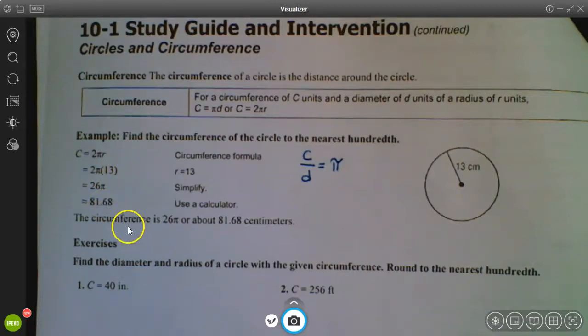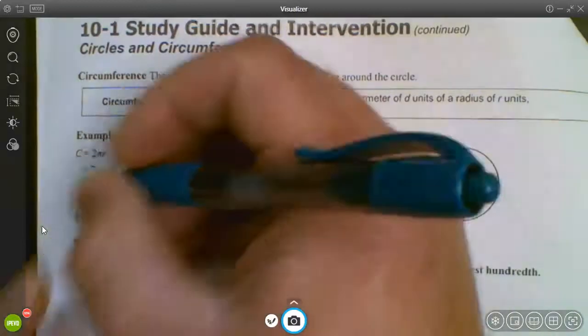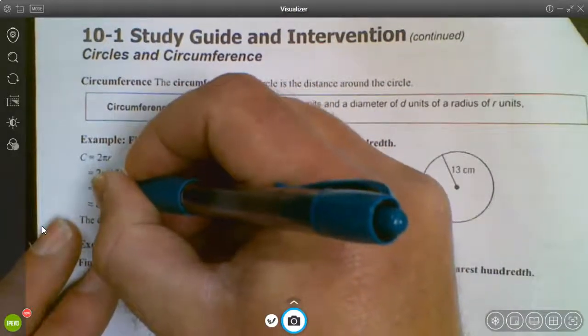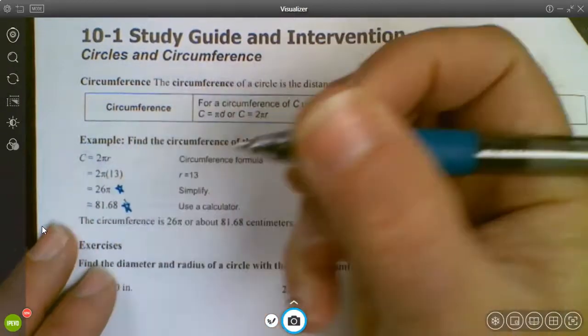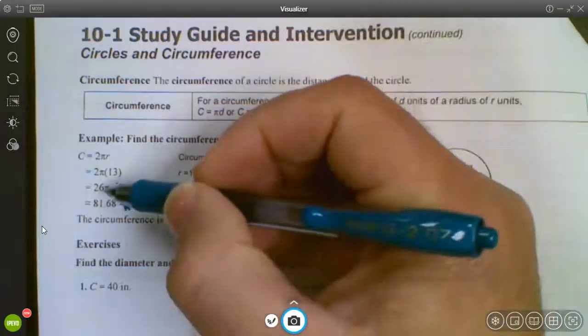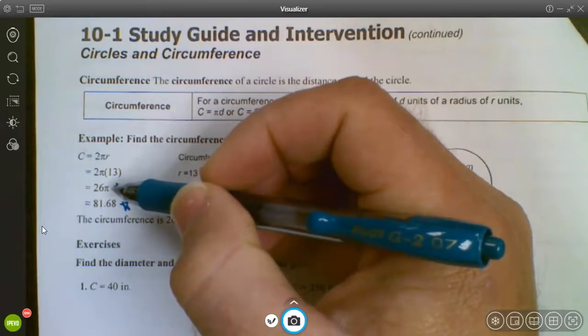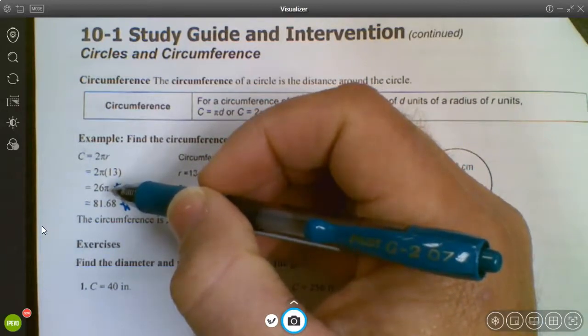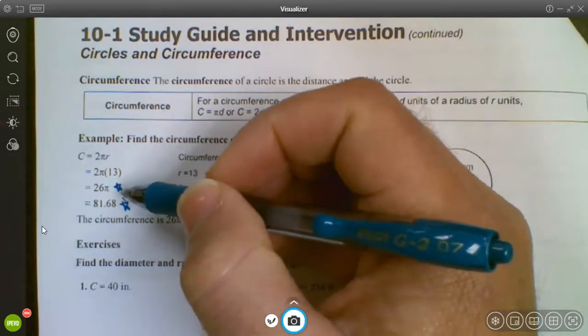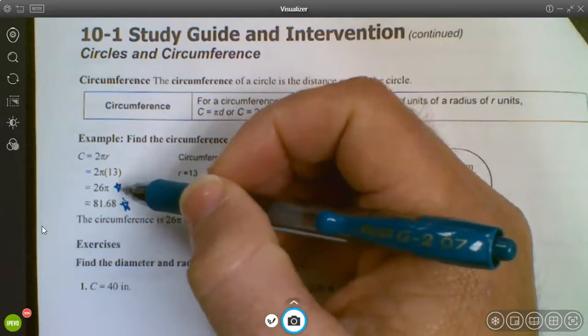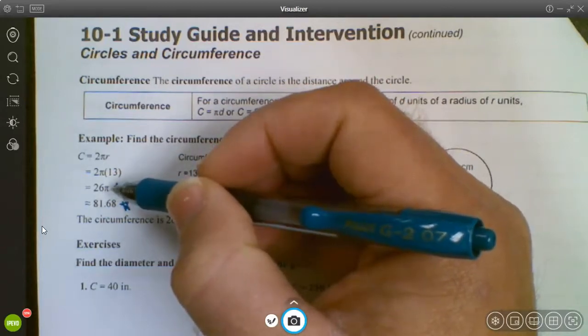Guys, I want to make something really clear on this, so please hear me. There will be many times where you're going to be asked to leave your answer in terms of pi. If you look at these two solutions right here, both of these are accepted ways of writing an answer for a circumference. One of them is exact. When you write 26 pi, that is an exact value. Everyone knows what 26 pi would represent in terms of writing the circumference that way. So if you are ever asked to write your answer in terms of pi, stop here. This is the way we want to leave that answer.